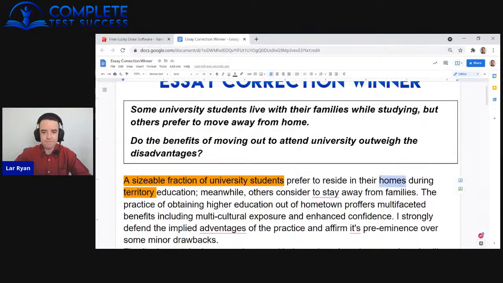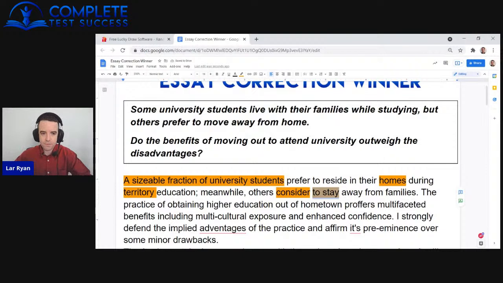So this needs to be your family home. Live in their family homes, live with their families. So again, there are too many things that change the meaning from the original question so far. Others consider to stay away from families. Now consider means to think about it, but they're not just thinking about it, they're doing it. So it's not what they're thinking about, it's what they're doing. So that's inaccurate. And then the grammar mistake, to stay, should be consider staying.